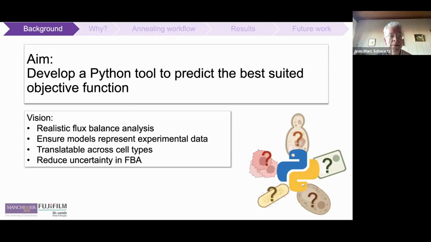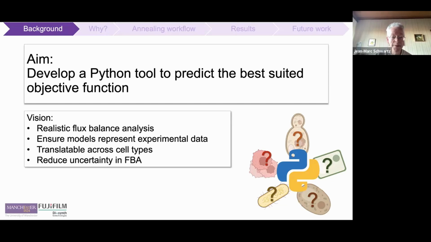So our aim was to try and make this process a bit simpler by developing a Python tool that is aimed at predicting the best suited objective function for a given simulation. Again, the idea is that if we don't use the right objective function, then our predictions made using flux balance analysis could be very wrong or essentially useless.